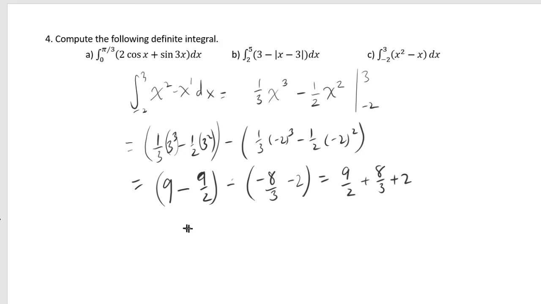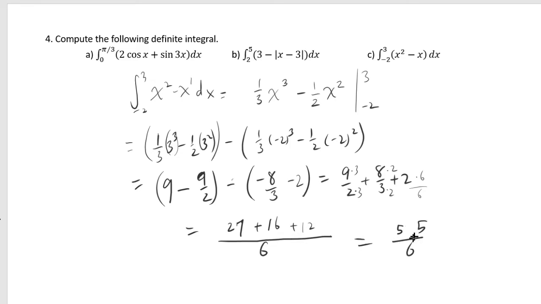So let's put everything over 6 so we can have common denominators. So you multiply 3 top and bottom. 3 times 9 is 27. Plus, for this one you multiply 2 top and bottom, so that's 16 over 6. And then you multiply 6 and divide by 6, so that's 12. And that gives you 27 plus 16 is 43, 43 plus 12 is 55, and then 55 over 6 would be the final answer. That's the answer.